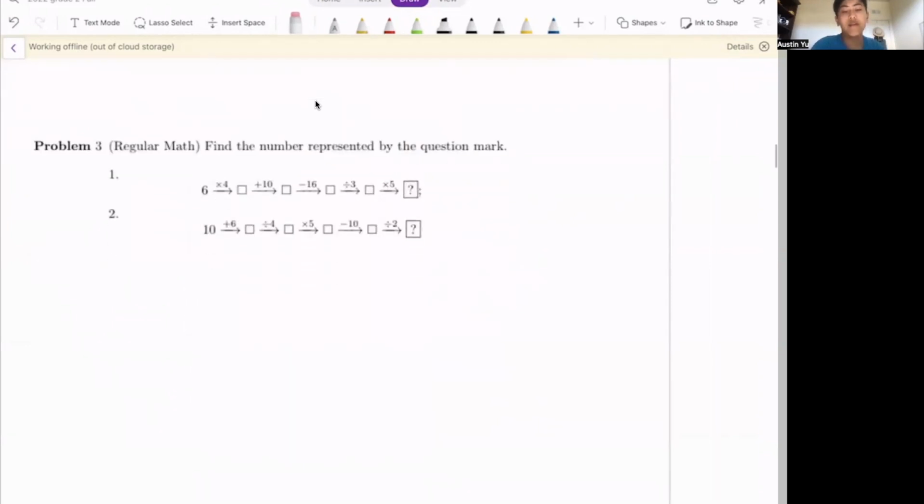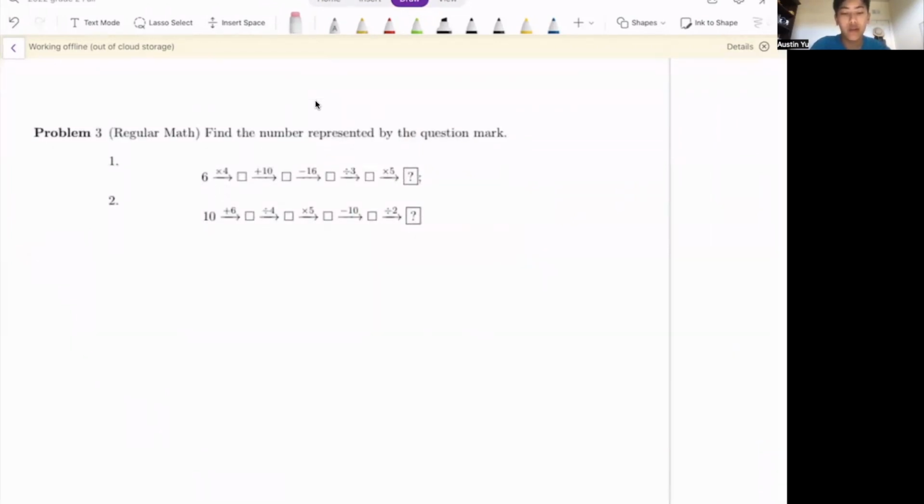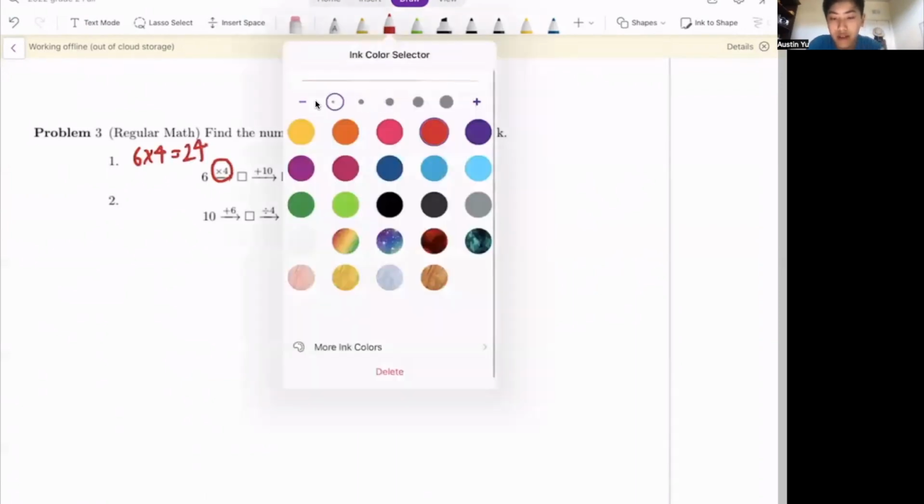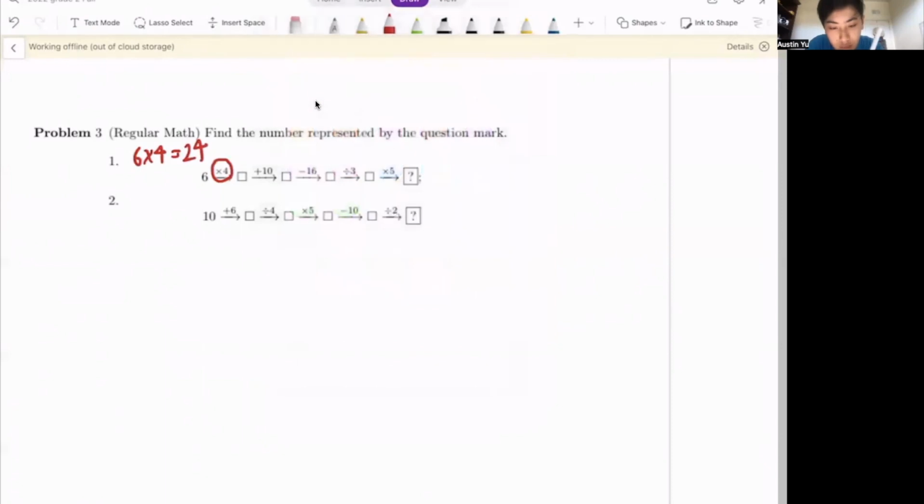Problem 3. Find the number represented by the question mark. Let's do the first one. 6 times 4, as you can see on the top, well, that is obviously 24. So let me make this a little bit clearer again, smaller, 24. Sorry, that looks like 29. It's not 29, it's 24. 24 plus 10, which is 34.